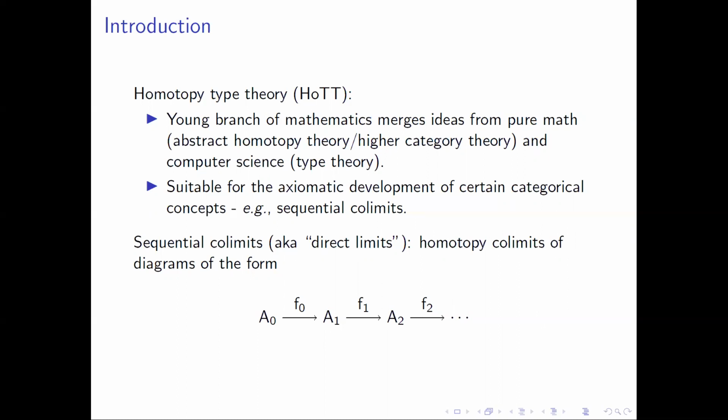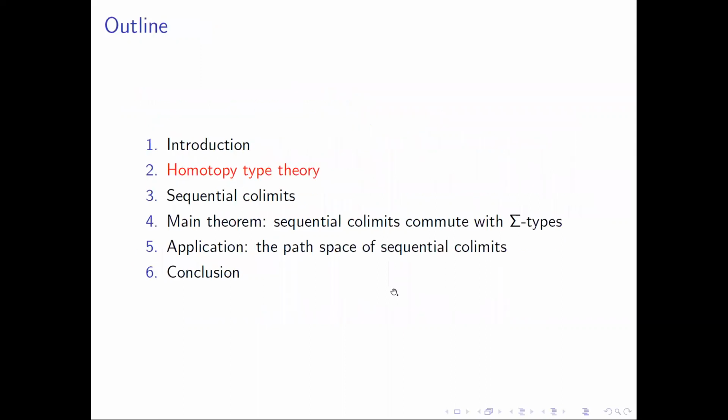are colimits of a diagram of a particular shape that we can see here at the bottom of the slide. It's a very simple diagram, but yet sequential colimits are very useful for the semantics of programming languages, for example, as we will see shortly.